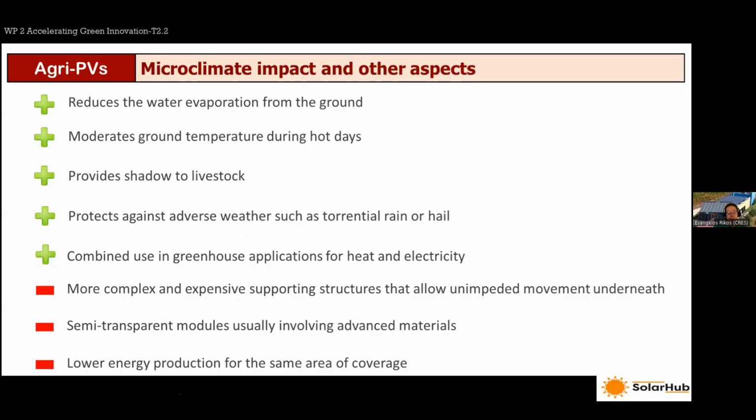And of course they lead to lower energy production for the same area of coverage. But also this cannot be considered as a disadvantage, because what we optimize here is the combined use, not the electricity production, right? I mean, if only the electricity production is seen as the desired outcome, yes, it's not good to use an agrivoltaic, but one has to consider the combined benefits of using them.